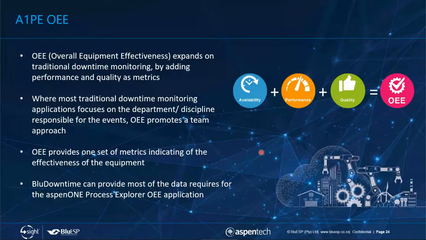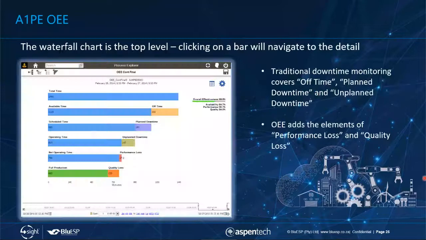Let's look at what the OEE looks like. The homepage for a specific piece of equipment or plant is the waterfall diagram, where we start with a total time. That's between the periods that I've selected, the start and end times that I've selected. And then we have off time. Some people call it lights out time. If we've got a plant, a factory that's running between 8 and 5, and then they shut down the factory, from 5 in the afternoon to 8 in the morning would be off time.